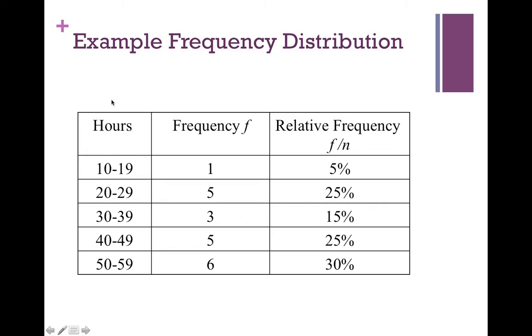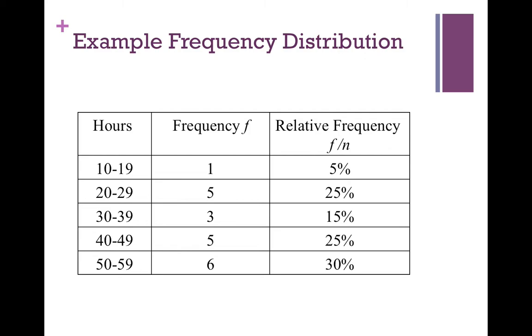First, I've made my classes. They started with 10, and they each included 10 numbers. So that's the number 10, 11, 12, 13, 14, 15, 16, 17, 18, 19. That's a width of 10 years. Note that this class does start at 19 and the next one goes to 20. So I got this again by counting 10 and then I counted up 10 more spaces, which gets me to 19 because I have to include the hours that are 10.